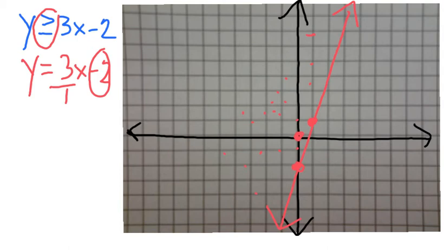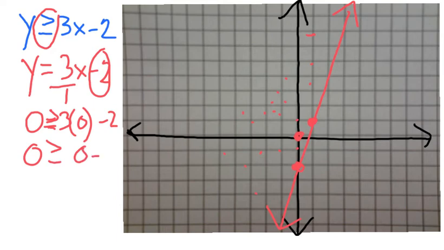If I put that in, 0 equals 3 times 0 minus 2, only I don't need equals, I need greater than or equal to. So 0 is greater than or equal to 0 minus 2, so 0 is greater than or equal to negative 2. Is that true? Yes. So it's this side. This is the greater side. Now all I have to do is shade.